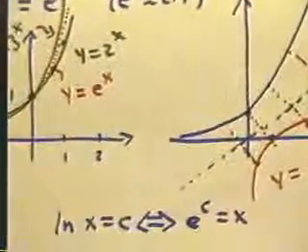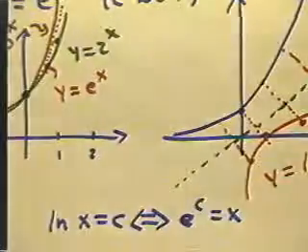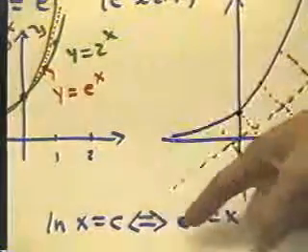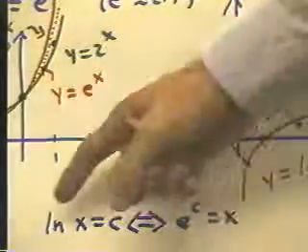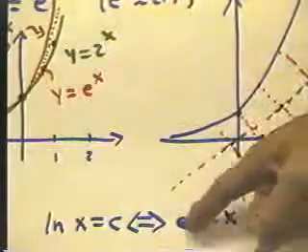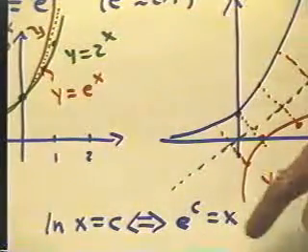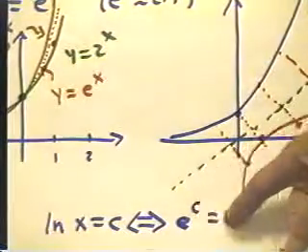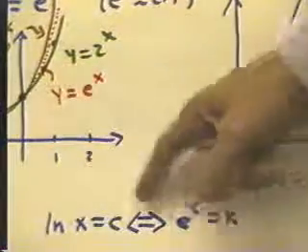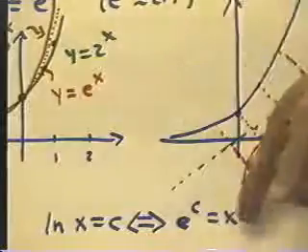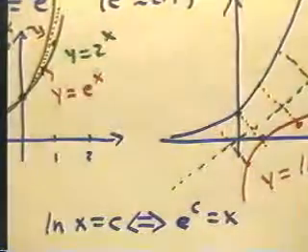The most basic definition of the natural log function is that the natural log of x equals c is equivalent to saying that e to the c equals x. This is just a statement of the fact that the natural log is the inverse function of the exponential function, because you see we've simply switched the roles of c and x here. C is over here, x is here, as we go from exponential to logarithmic. But this is a statement that you should know and be able to apply anytime you need it.